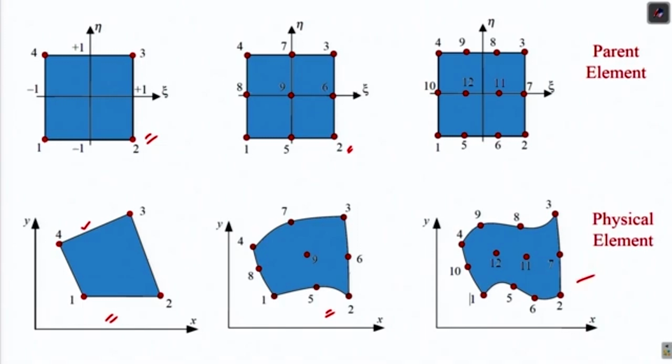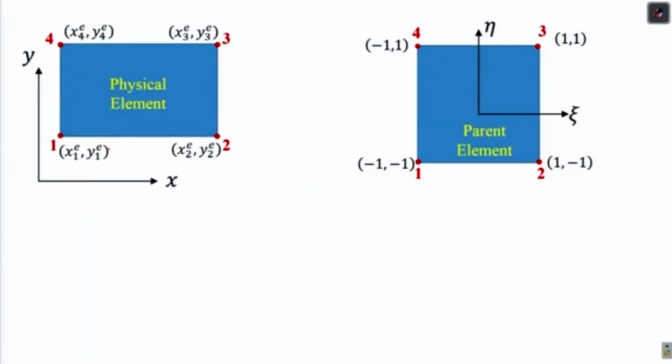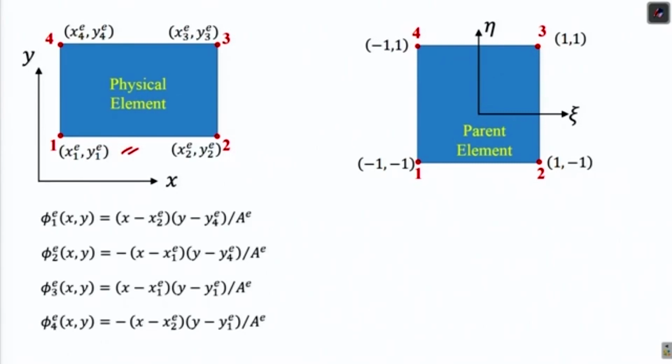Now our objective is to construct shape functions for this element, this element, or similar kinds of elements, but in terms of natural coordinates. Now let's start with this. This is the physical element. We have already seen the expression for the shape functions, and the expressions are this. AE is the area of this element. Now this map is very straightforward, from a rectangle to a square or a square to a rectangle.